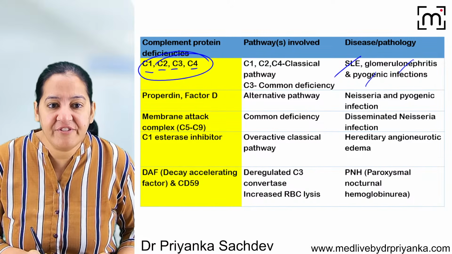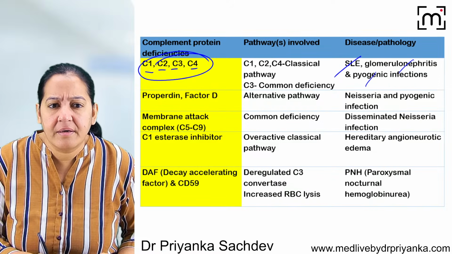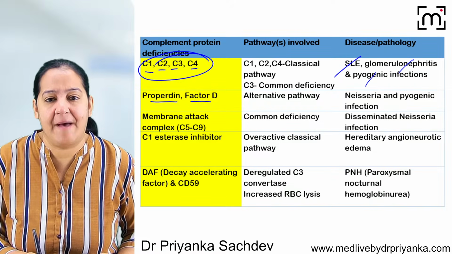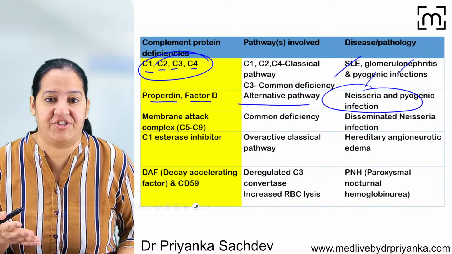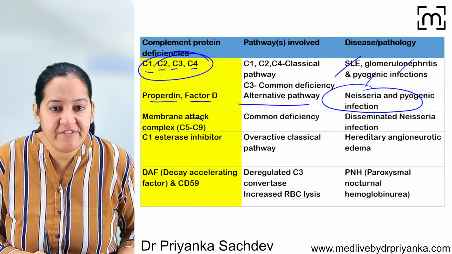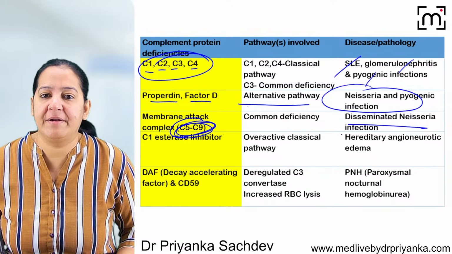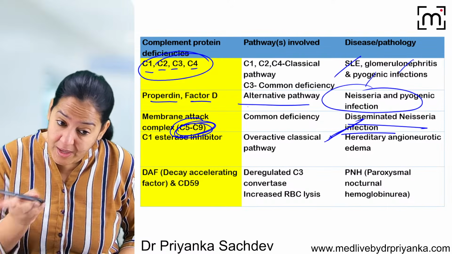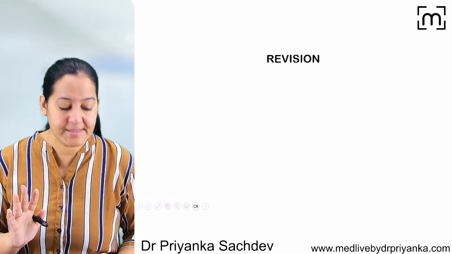Late deficiency is not mentioned here. If properdin or factor D is absent, the alternate pathway will not activate and the person will have frequent Neisseria infection. If C5 to C9 is absent, that is late complement deficiency. Again, disseminated Neisseria infection, it's a PYQ in last year of NEET PG. You have to learn these factors and the deficiencies.